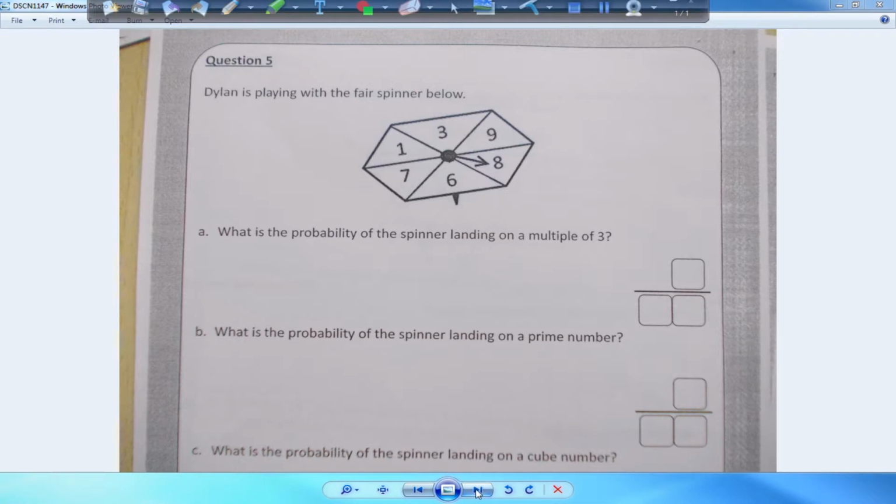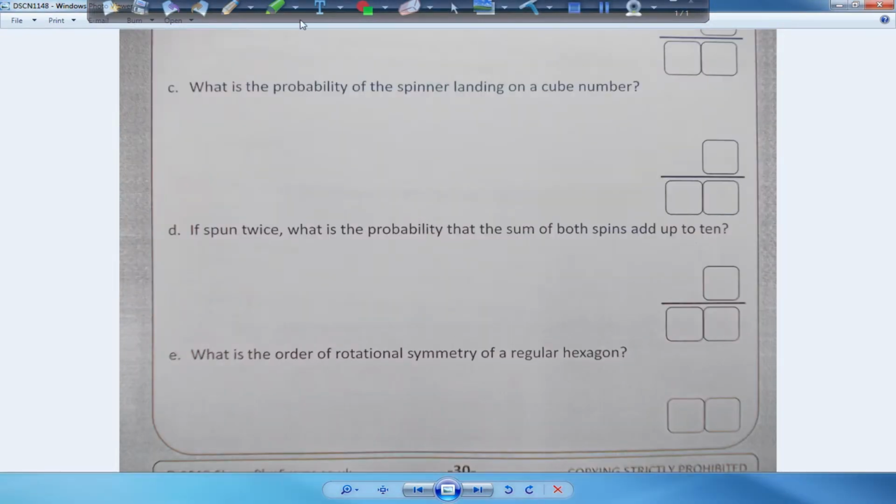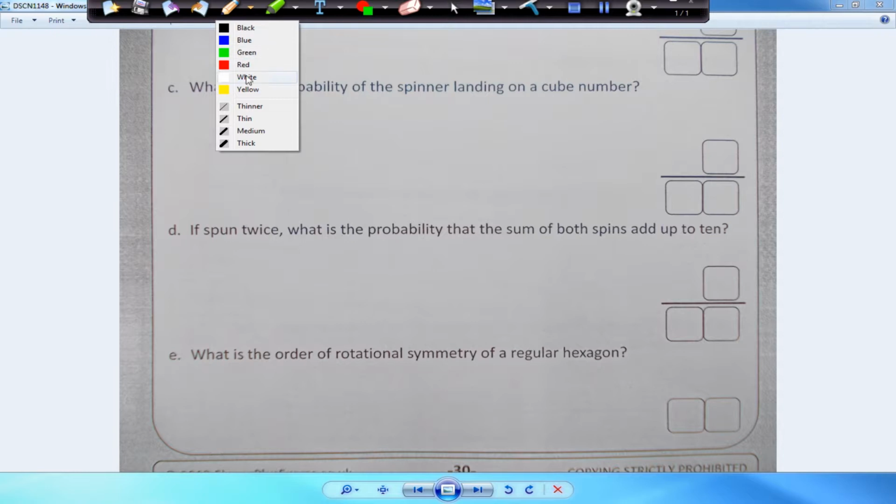See, when you can't give your results, how easy peasy it is. Okay, alright. So what was the cube number answer? 1/3. Okay, now: if spun twice, what is the probability that the sum of both spinners adds up to 10? If spun twice, you've got to add up to 10. Let's have a look at how we do this question.